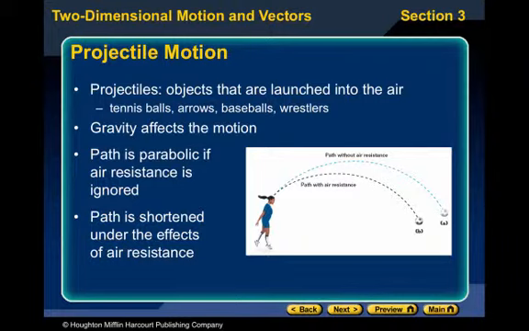Okay, projectiles are objects that are launched into the air. So tennis balls, arrows, baseball, a wrestler. But gravity affects the motion, and the path is parabolic if air resistance is ignored. So this path right here is with air resistance, so it shortens it, but it's not a complete parabola. No, that would be a free fall object, I would say. Yeah. So the path is shortened.